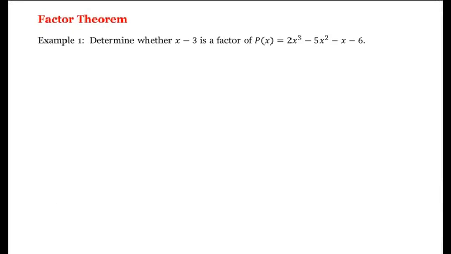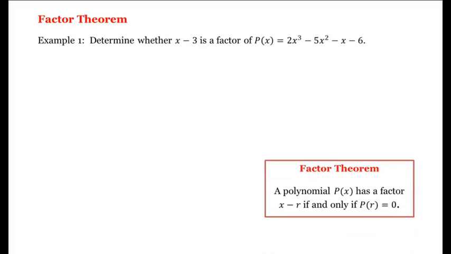Let's work with the factor theorem. For example, let's determine whether x minus 3 is a factor of p of x. And we can use the factor theorem to help us out here. The factor theorem states that a polynomial p has a factor x minus r if and only if r is a zero or a root of that polynomial. So we want to use this to determine whether x minus 3 is a factor of this polynomial here.